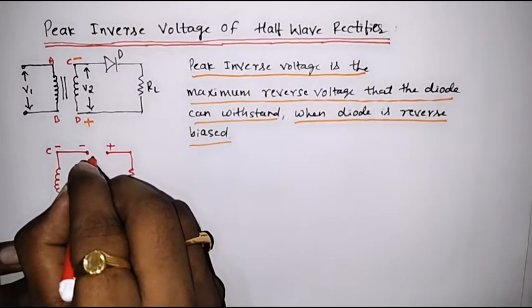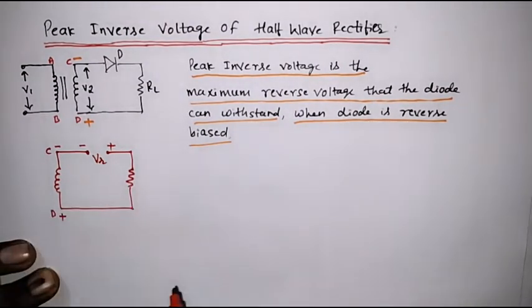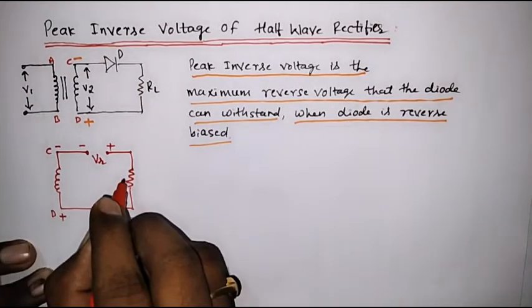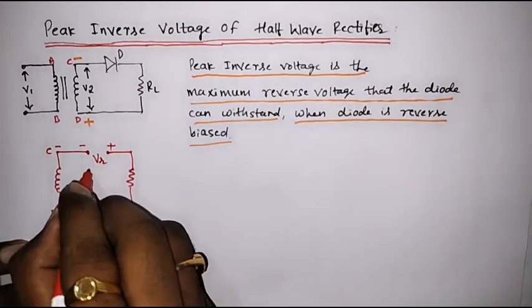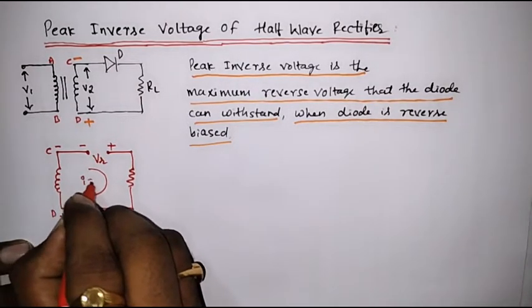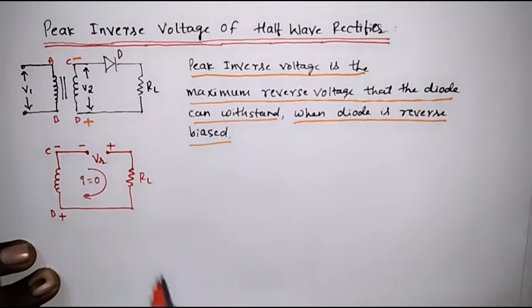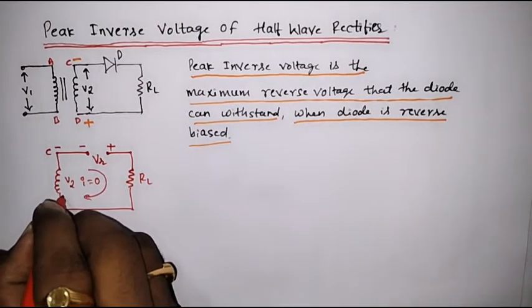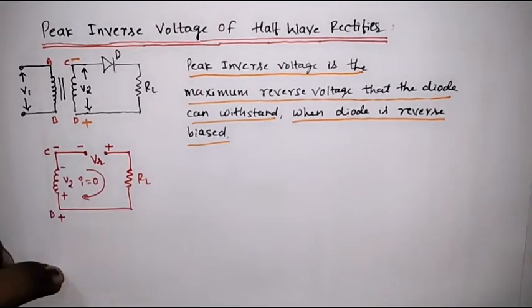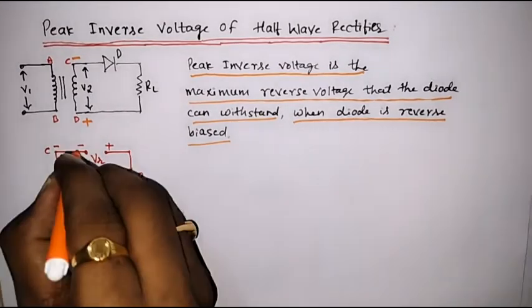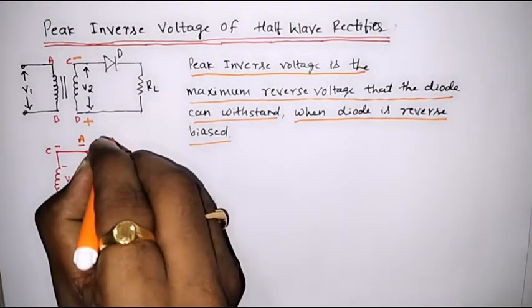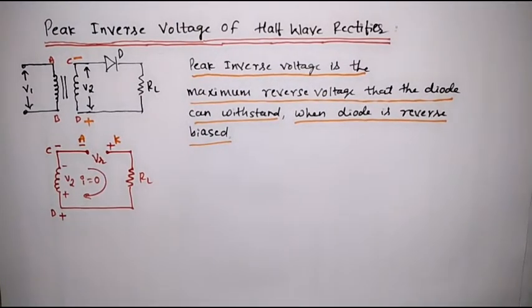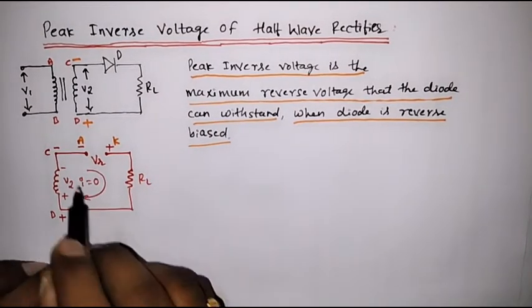The voltage across this diode is the reverse voltage, we'll call it VR. As we know, the circuit is open, so the current in the circuit is I equal to 0. Now we know that V2 is the secondary voltage, this end is positive, this end is negative. So this negative terminal is the anode of the diode and positive is the cathode of the diode. So now let's calculate the reverse voltage. We'll apply KVL to this loop.